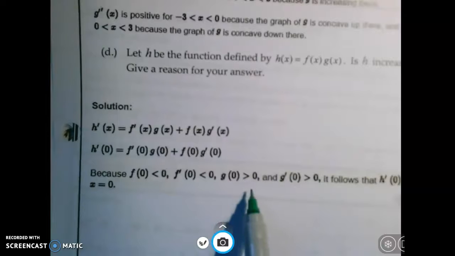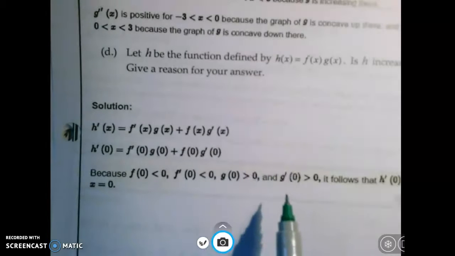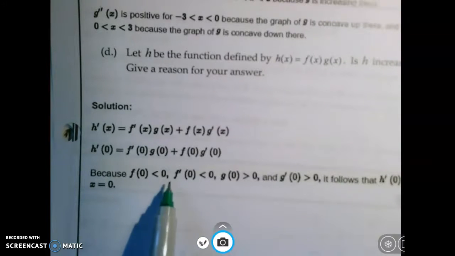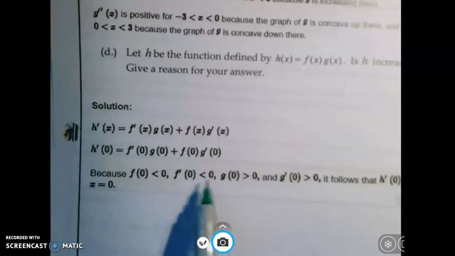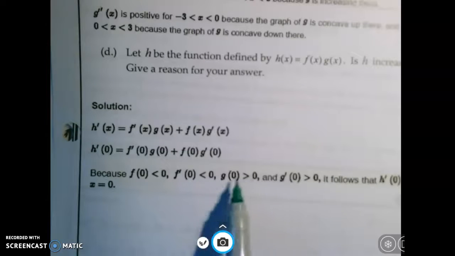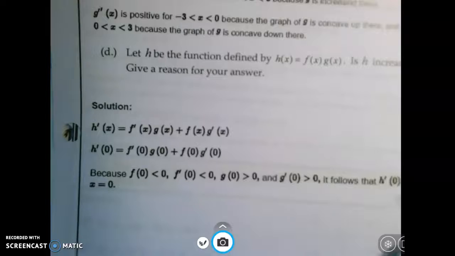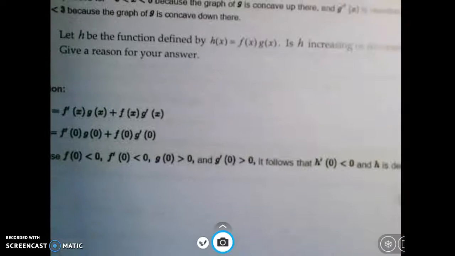And then g and g prime of 0, we're talking about the graph. We're referring to this. So here it says f of 0 is less than 0. We know that. F prime of 0 is less than 0. We know that. G of 0, remember it's 2, so it's greater than 0. And g prime of 0, because it's going up, is also greater than 0. So then from here, we can just very easily see that the entire function is negative, and h is therefore decreasing. You have to put the part where h is decreasing on the interval, or at 0, I'm sorry.